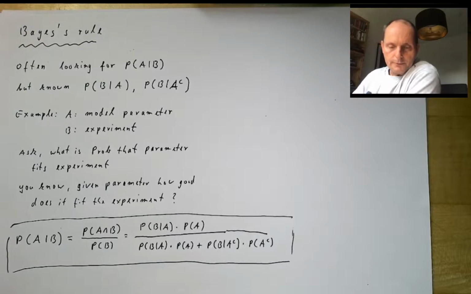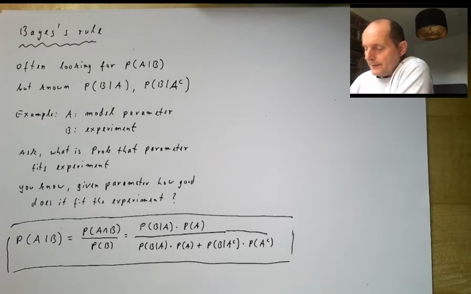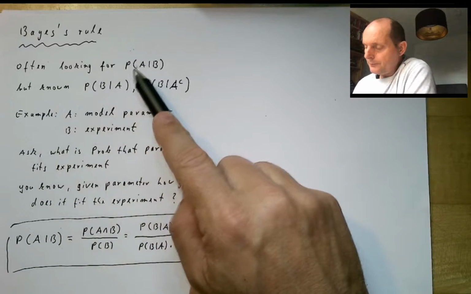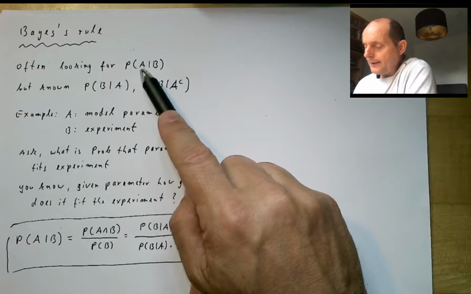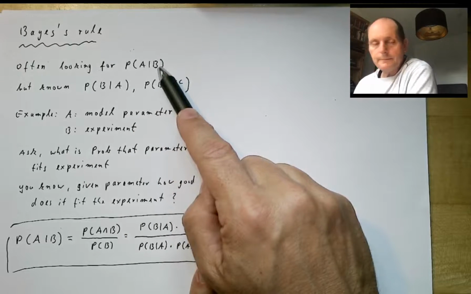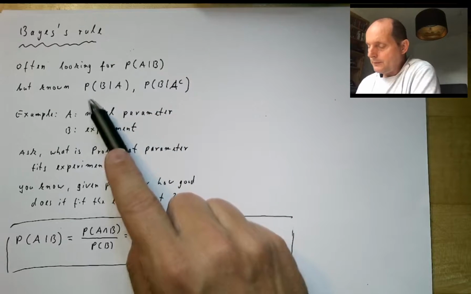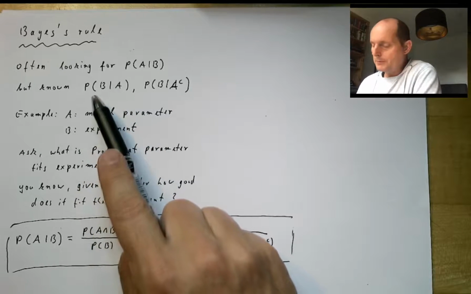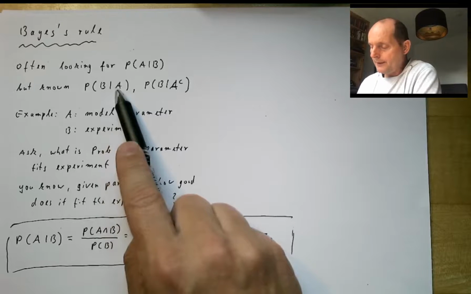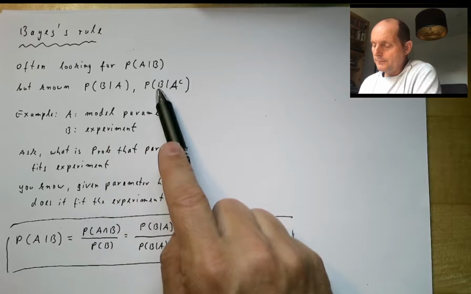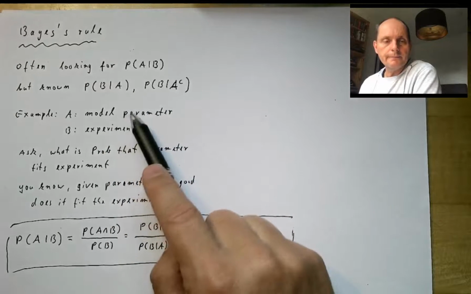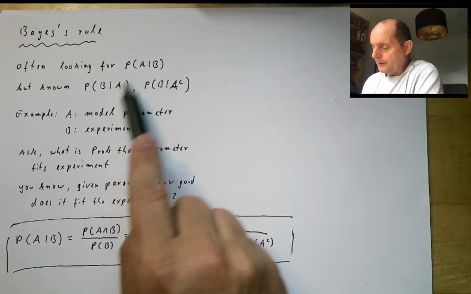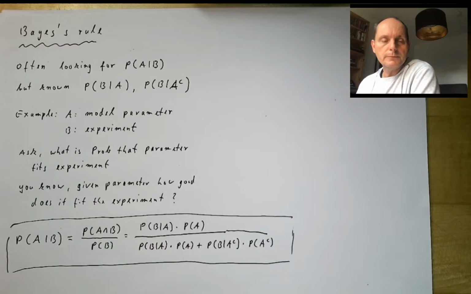So what do we mean by this? Very often we are looking for the conditional probability of an event A given another event B, but what we know is just the reverse conditional probability, the probability B given A and probability B given the complement of A. So is there a way, given these, to calculate the reverse conditional probability?